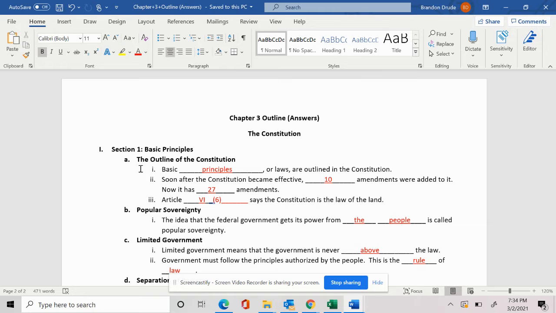So, the best way to look at the Constitution, it tells us our basic principles and our laws. It is an outline or a guide telling us what we can and cannot do. So, that's what the Constitution is. It's a basic outline, and it gives us a guide to look to of how we make laws and how we conduct ourselves as a society.